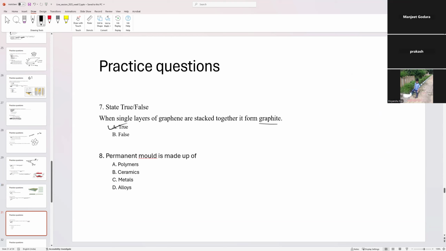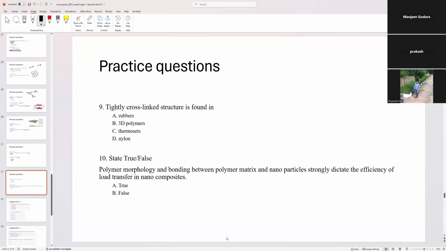Permanent mold is made up of usually metals. It's again a polymer manufacturing method. Tightly crosslinked structure is found in 3D polymers.